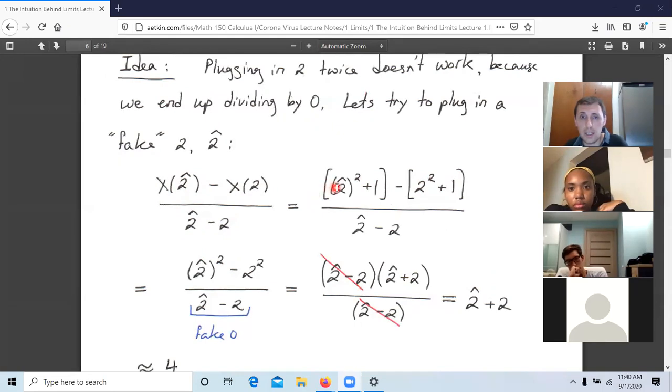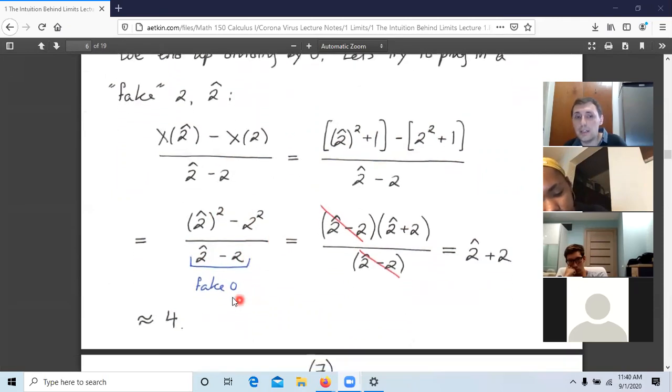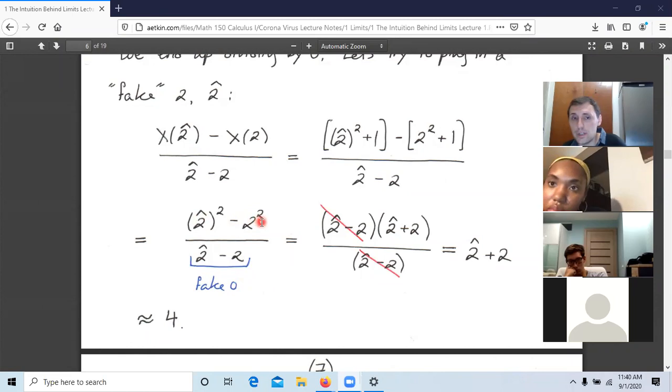So I just say, what is it? It's this number squared plus 1 minus 2 squared plus 1. I don't simplify it. I just cross out whatever is alike. I have 1 minus 1, it crosses out. And I now have fake 2 squared minus 2 squared, divided by fake 2 minus 2. The reason I did this is because I have a fake 0. If I have a fake 0, I can simplify, I can divide them out. Look what happened here. This is a difference of squares.